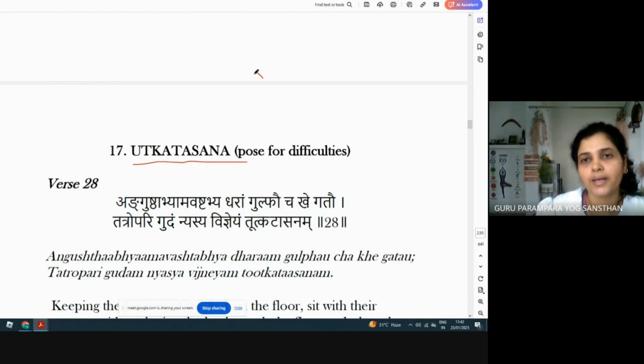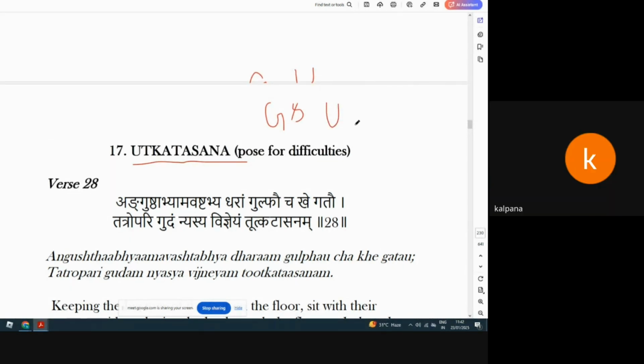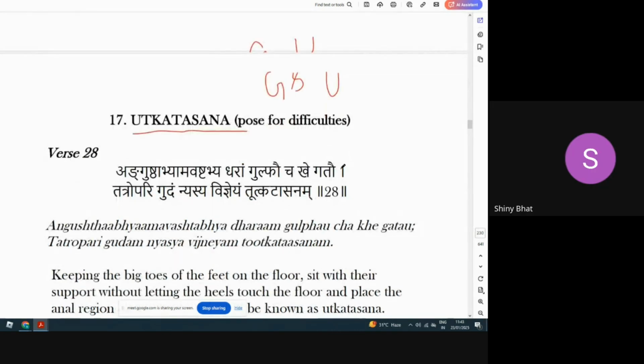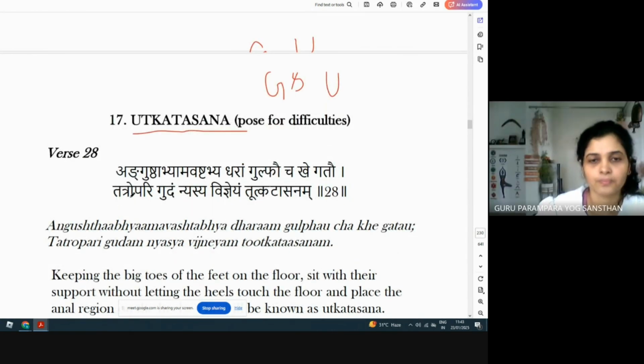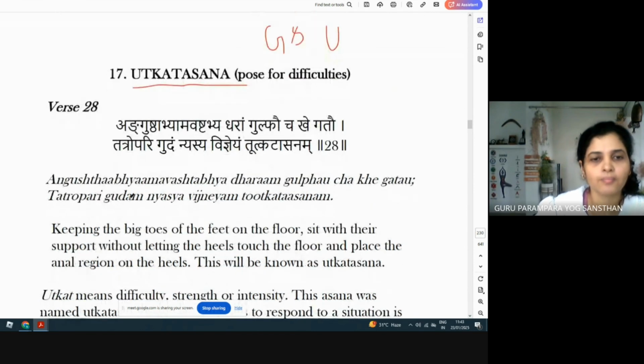Please tell me in Gheranda Samhita where we used Utkatasana. In Gheranda Samhita, Utkatasana was used in Basti Kriya, Jalabasti. Correct. The process is the same. Keeping the big toes of the feet on the floor, sit with their support without letting the heels touch the floor. This is different, that you are raising your heels.